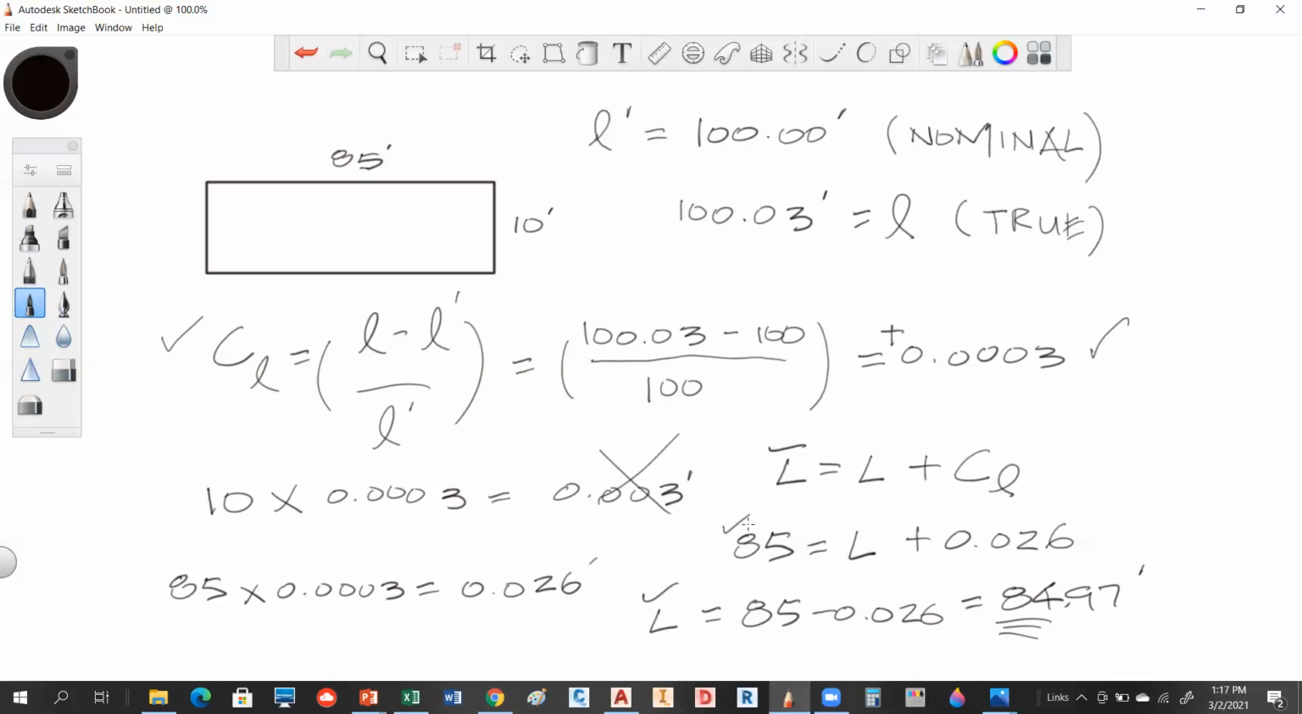If it's a measurement problem, you don't flip anything. If it's a measurement problem, 85 would have gone in here. You get what I'm saying? Okay, so we'll have to handle that a little bit more.